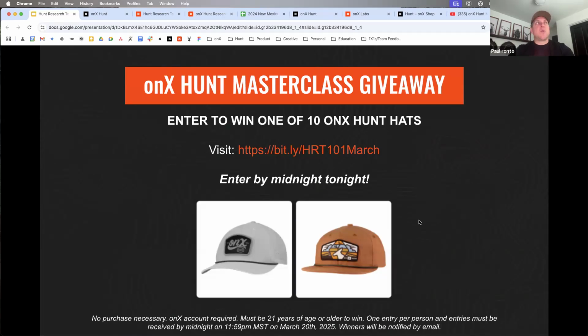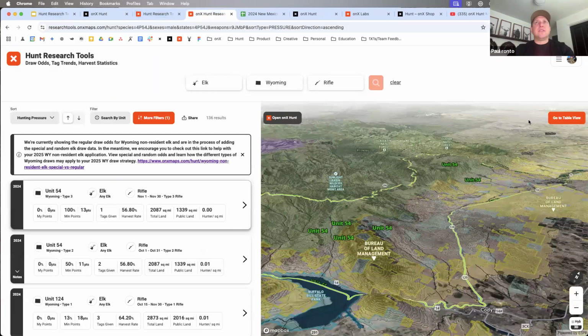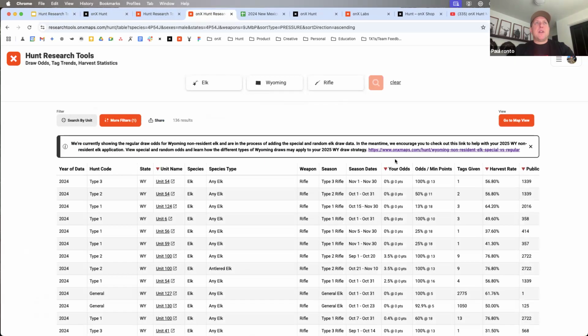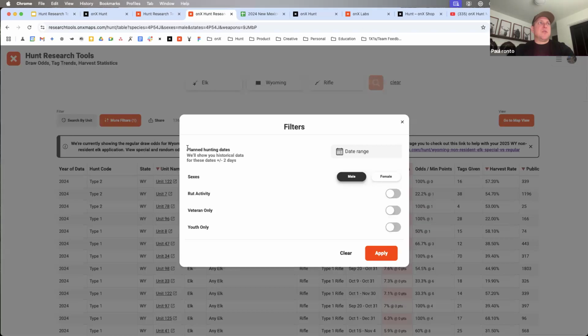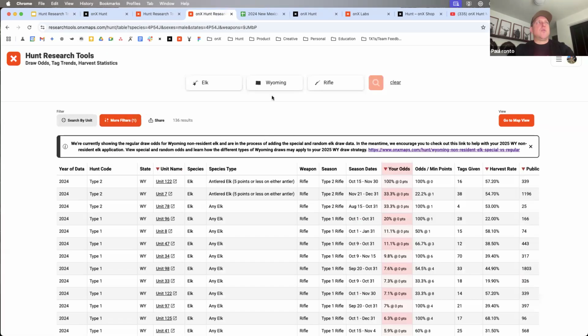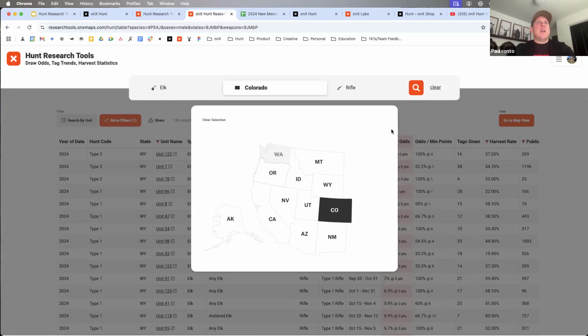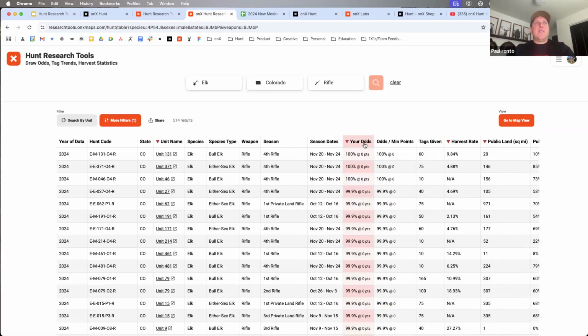I did see one question that I want to answer, and I think it got answered, but we've got 3 or 4 more minutes: how do you know if a tag went to the leftover list? There is a slight strategy here that you can see. I'm going to go to table view, and I'm going to go at 0 points. I'm going to sort my odds from high to low, and let's get rid of all the units. Let's go to Colorado. This one will give you a little bit of insight.